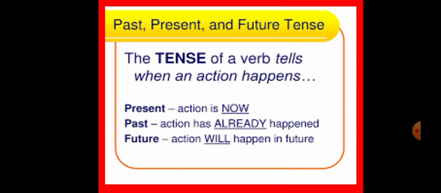Let's recall our previous session. There are three major tenses in English, right? One is present tense, then past tense and future tense. The present tense, the sense the action is happening now, right? Then past tense, yes, good. The past tense is the action has already happened. The future tense, the sense the action is going to happen in the future, will happen in the future.